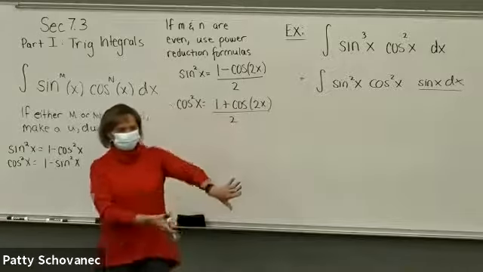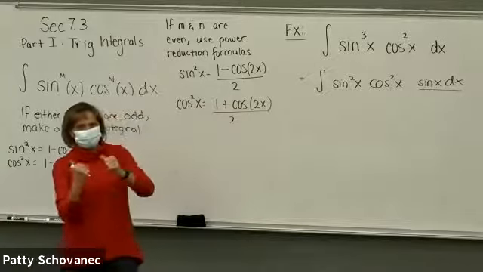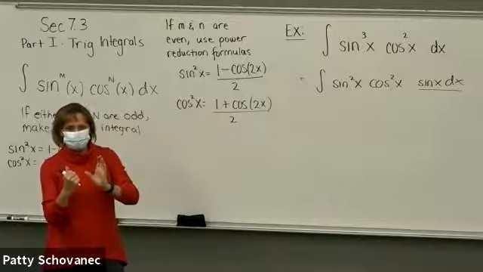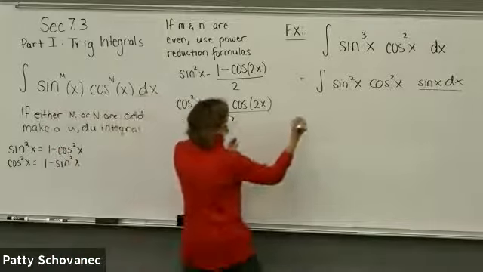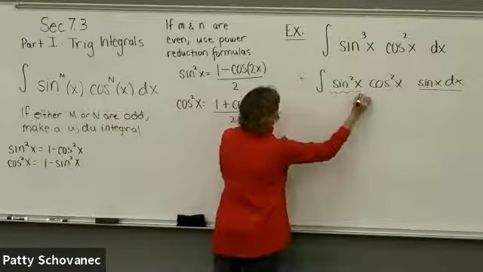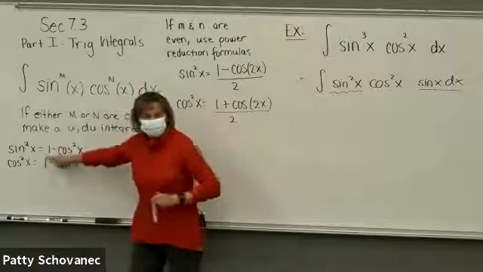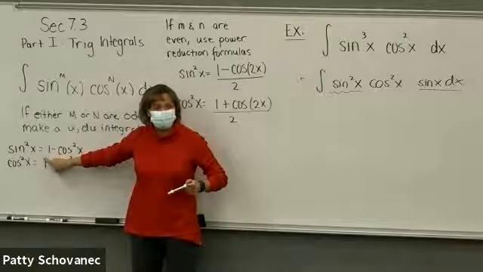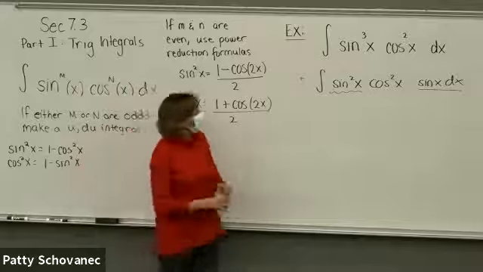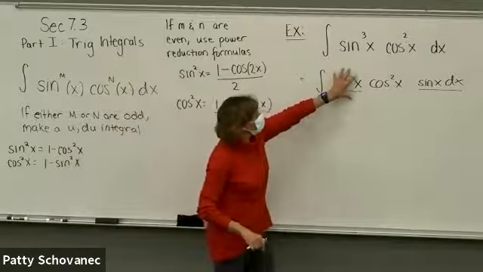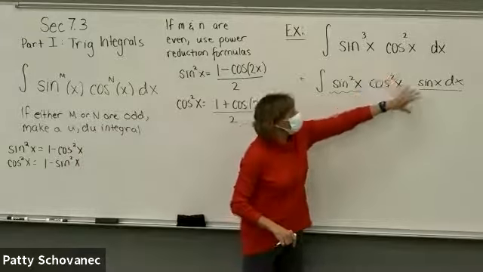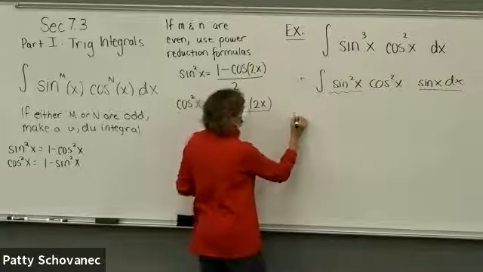So I'm setting that term up to be the du. All the other things need to be in terms of cosine. So we're going to substitute this out using sine squared is 1 minus cosine squared. And our integral becomes 1 minus cosine squared times cosine squared times the sine of x dx.